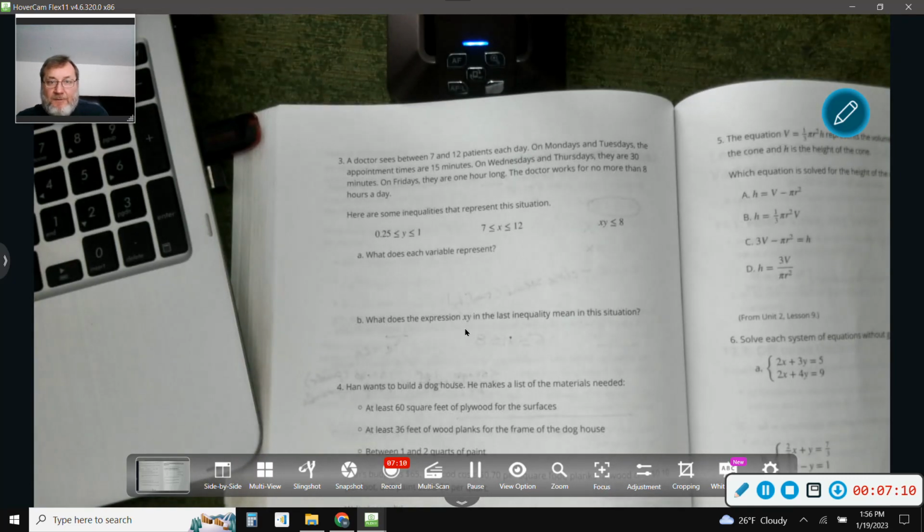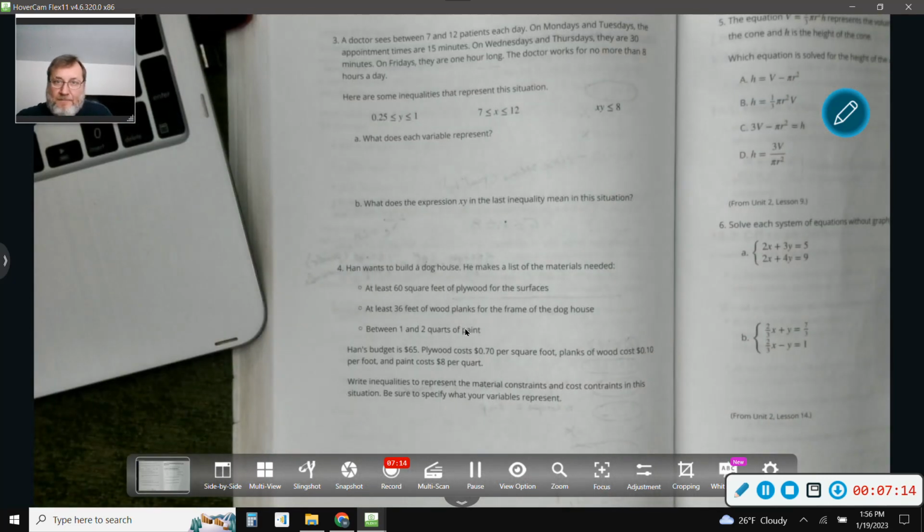All right, number 3. A doctor sees between 7 to 12 patients each day. On Mondays and Tuesdays, the appointment times are 15 minutes. Okay? On Wednesdays and Thursdays, they are 30 minutes. On Friday, they are 1 hour long. The doctor works no more than 8 hours per day. Here are some of the inequalities that represent the situation.